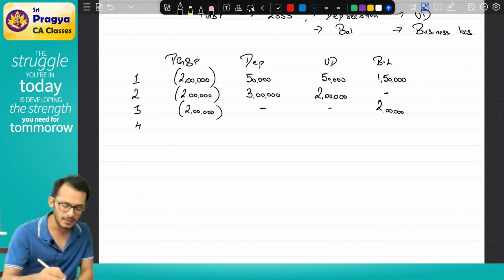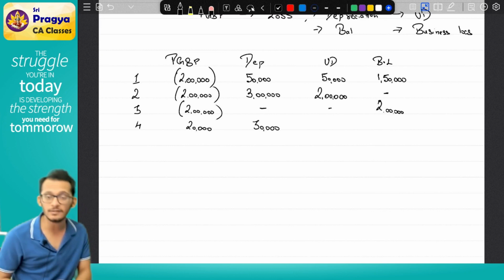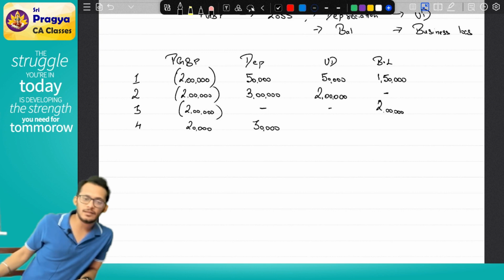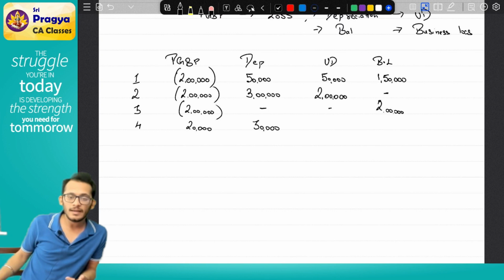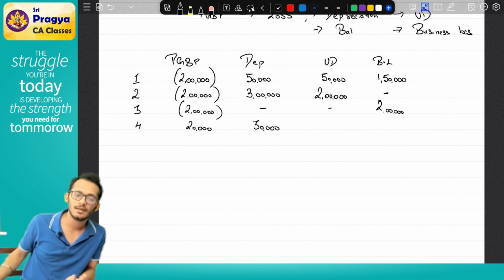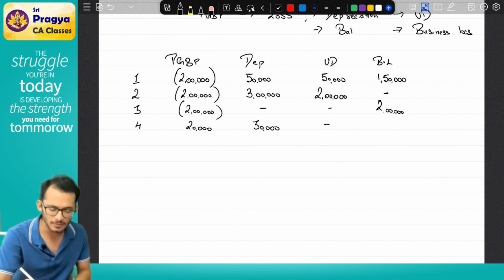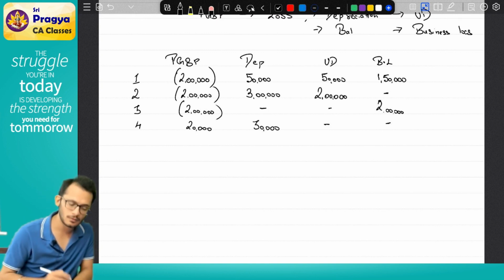Case number 4. My PGBP income is showing 20,000 profit. My UD was 30,000. How did my PGBP become 20,000, Rahul? I would have had a business income of 50,000, in which I would have claimed a depreciation of 30,000, leaving me with a profit of 20,000. Have I exhausted my whole UD, Rahul? Yes, I utilized my whole depreciation. Is there any unabsorbed case? No. So therefore unabsorbed will be 0. Business will also be 0. Yes or no?